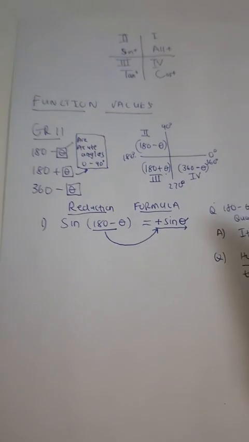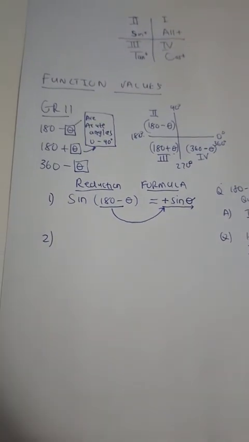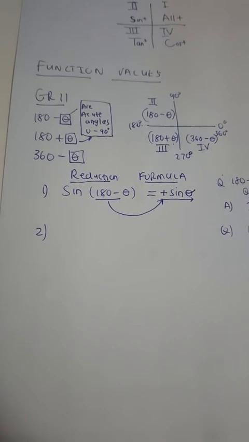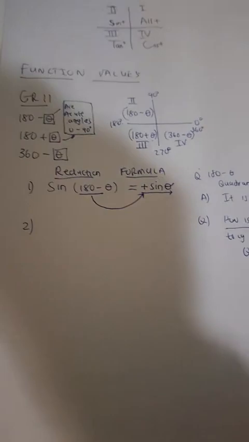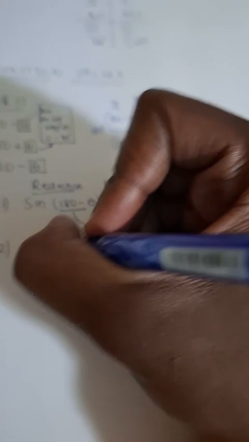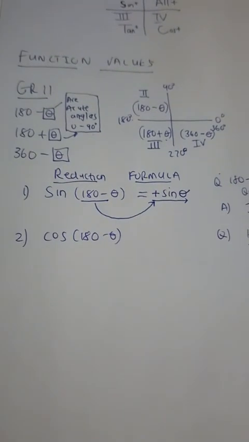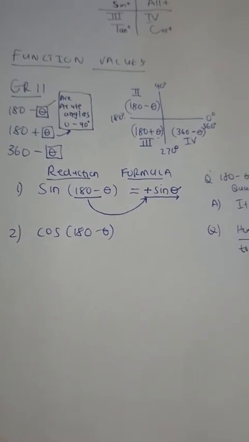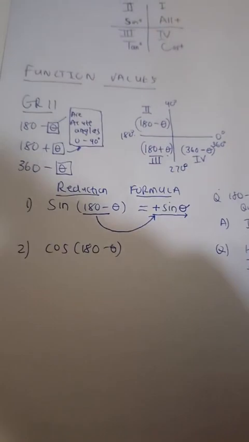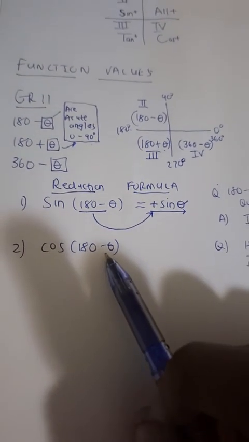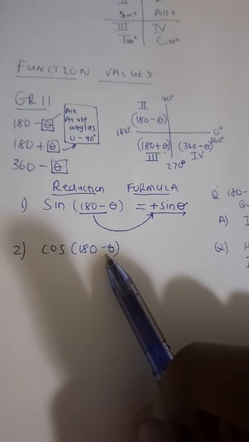Okay, and then 2. Let's look at another one, just two more or three more, so that we can be positively sure that we understand what we are doing here. Let's say cos of 180 minus theta. Let's see if we can apply the reduction formula again here. We ask ourselves the same question. First question, 180 minus theta is in which quadrant? The answer is the second quadrant.